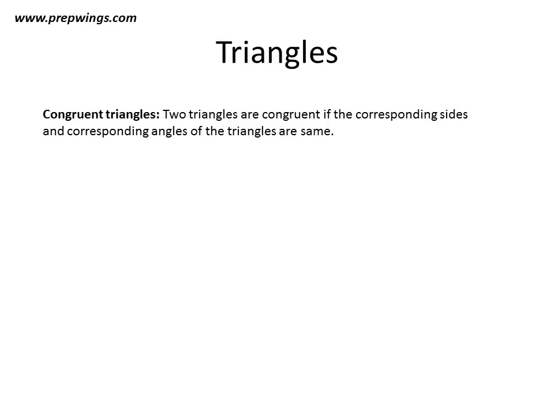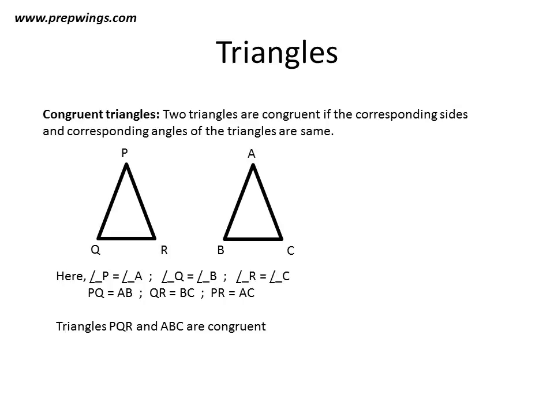Now we'll look at congruent triangles. Congruent triangles are triangles that are exactly same. Okay. So what this means is if triangle PQR and triangle ABC are congruent, then it means all the angles of these triangles are same as well as the sides of the triangles are same. So angle P is equal to angle A, angle Q equal to angle B, and angle R is equal to angle C. Also for congruency, PQ equal to AB, QR equal to BC, and PR is equal to AC. Okay. So triangles PQR and ABC are congruent because all their angles and all their sides are same. Okay. So this is all about triangles.